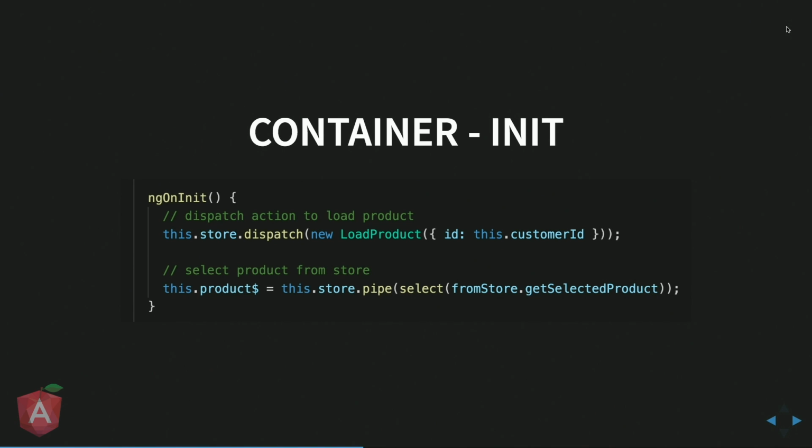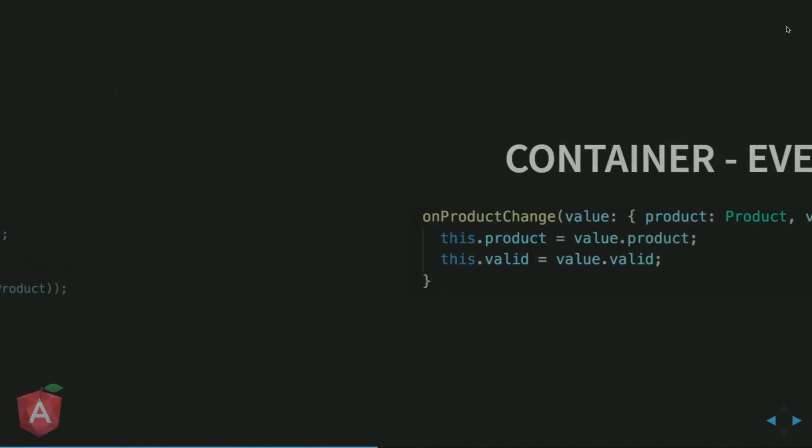The product, we have this product$. I usually like to postpend my variables there for observables with $, because we're going to actually have two products. One is going to be just a regular product of type product, and this is a product of type observable. But here we're piping our store select, and we're getting our selected product. So that's how we're pulling it back out of the store.